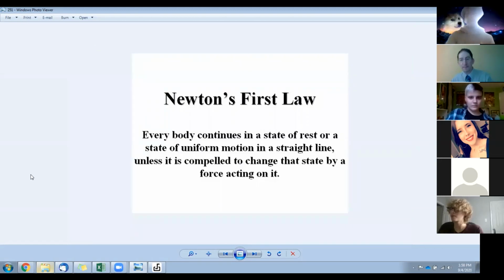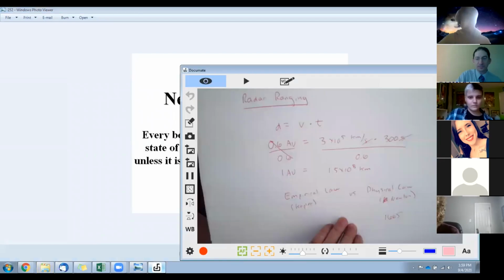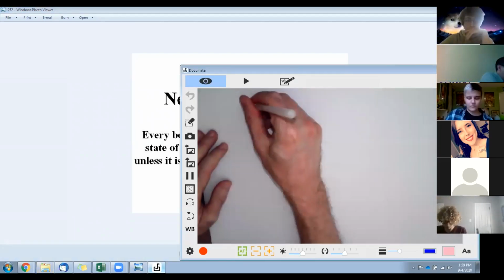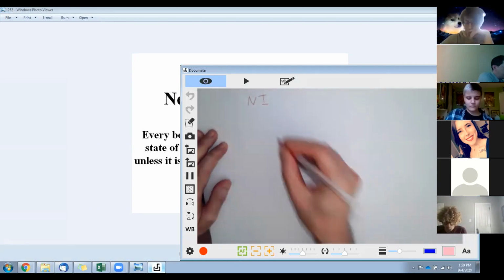Here's the first one. Every body, I'll just read it. Every body, not like everybody, but every body, every object continues in a state of rest or a state of uniform motion in a straight line until it's compelled to change that state by a force acting on it. So let me just put that down in note form here. There it is in words. In note form, we have 3 things that we're considering. So this is N1, Newton's first law.